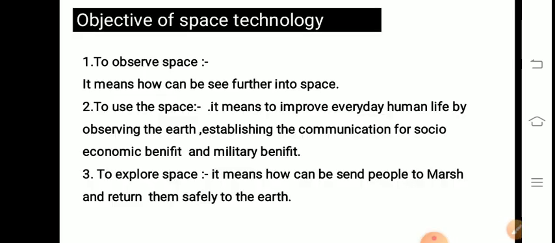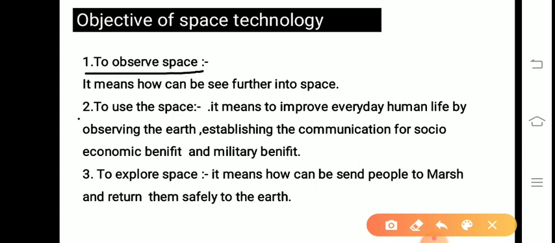The next slide is, what is the objective of space technology? The objective of space technology is basically simple. What is that? The first objective is to observe space, the second is to use space, and the third is to explore space. This is the overall application or objective of space technology.